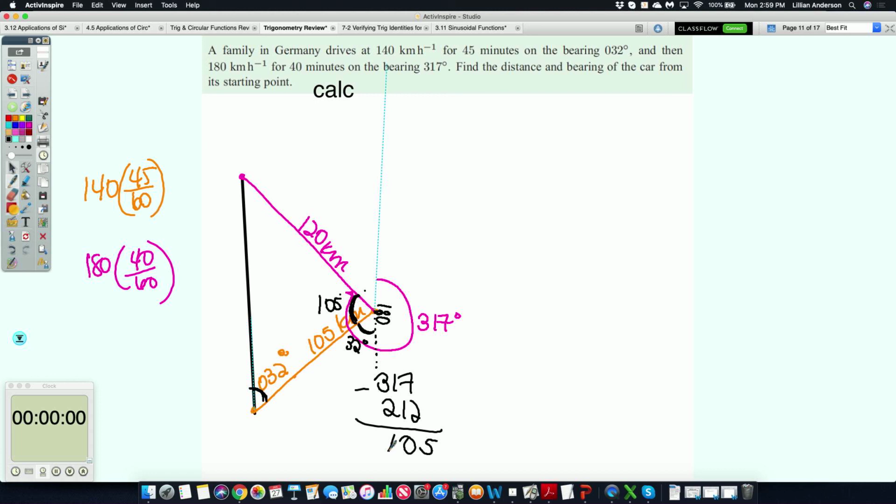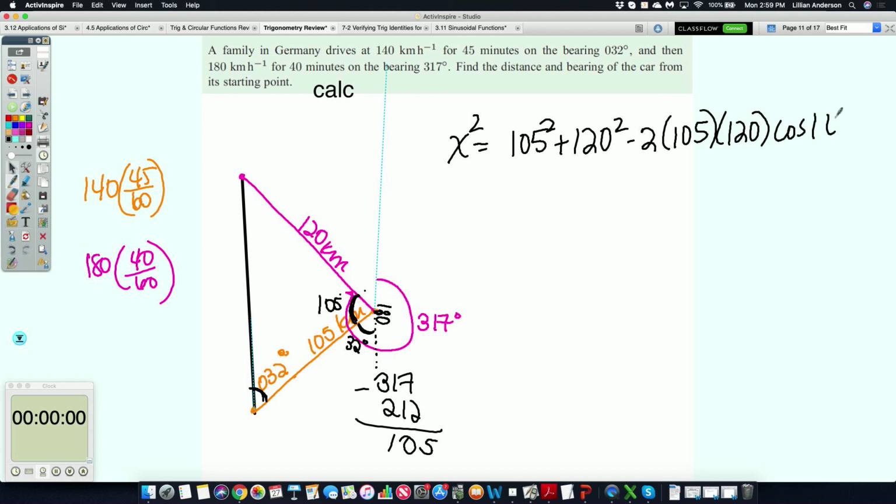So we do the cosine rule to figure out the distance. That's 105 squared plus 120 squared minus 2 times 105 times 120 cosine 105. And of course, to find the side length, what we have to do at the end is take the square root. So someone try to figure out that side length. You guys should be figuring this out.